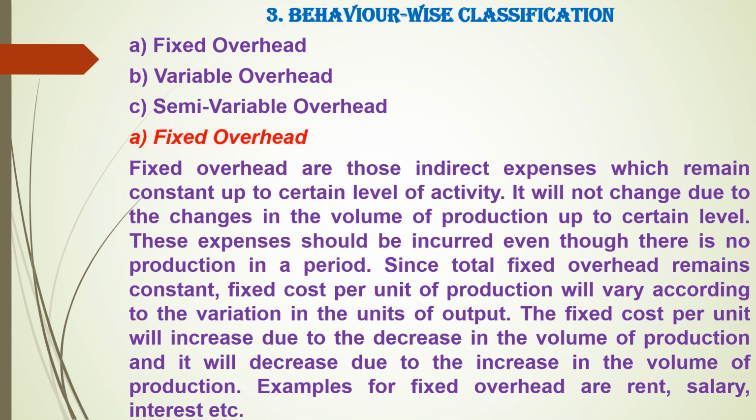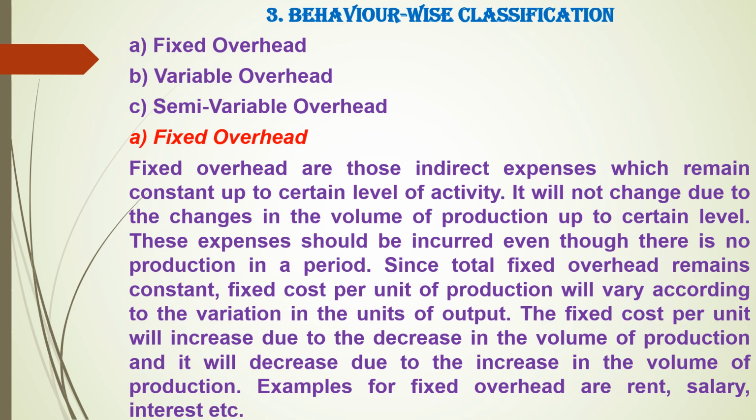3. Behavior-wise classification. A. Fixed overhead. B. Variable overhead. C. Semi-variable overhead. A. Fixed overhead. Fixed overheads are those indirect expenses which remain constant up to certain level of activity. It will not change due to the changes in the volume of production up to certain level. These expenses should be incurred even though there is no production in a period.